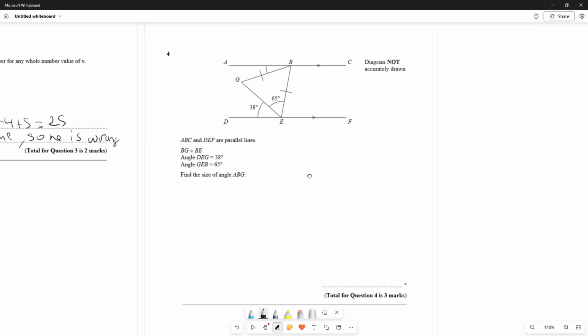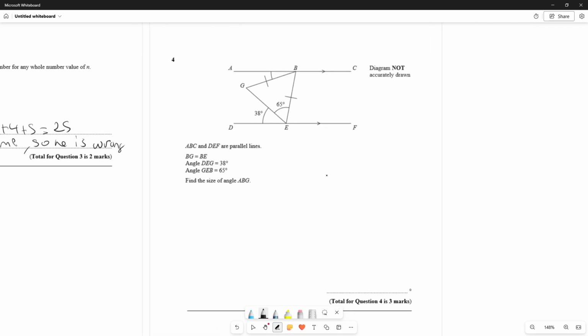Anyways, question 4. ABC and DEF are parallel lines. BG equals BE. Angle DEG equals 38 and angle GEB is 65. They've been annotated, and you want to find the size of angle ABG. A lot of information has been conveyed at us, and there's a confusing diagram, and you're confused. So what we'll do first is we'll label the angle we want to find as x. Don't get confused. We just want to keep on track and make sure we're not losing focus on which angles we're trying to find. So ABG is over here, and we can call this x. We want to find this angle.